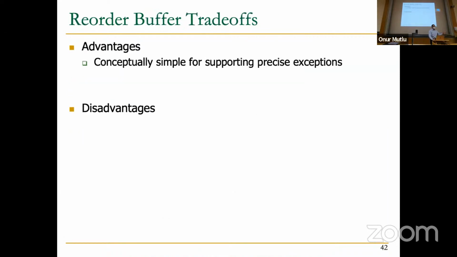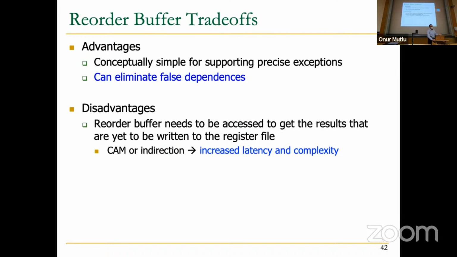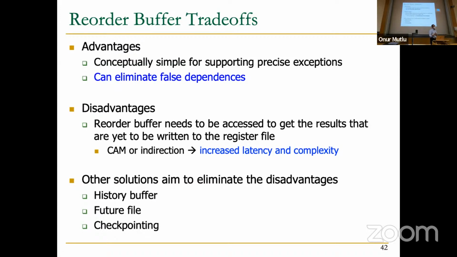But of course, this has trade-offs. The reorder buffer is not simple. It's conceptually simple, and it can eliminate false dependencies, which is very important for renaming. But it needs to be accessed to get the results that are yet to be written to the register file. So it has either content addressable memory, which is bad, or indirection. In either case, there's increased latency or complexity, but indirection is usually a better way of implementing it because content addressable memory is not scalable. It's expensive. There are other solutions that try to eliminate some of the disadvantages, which we're not going to cover.